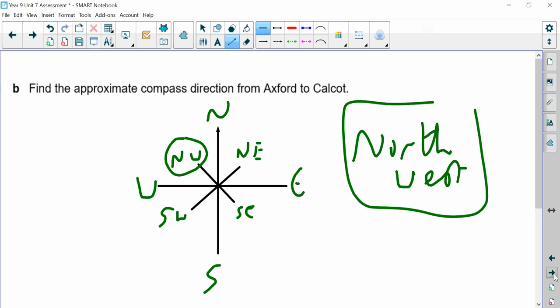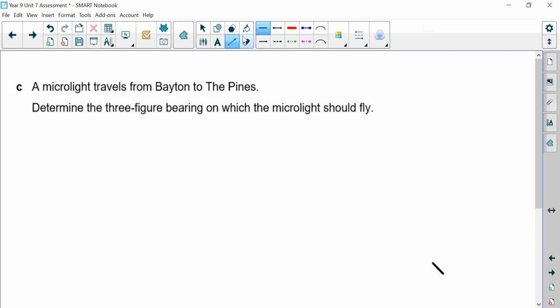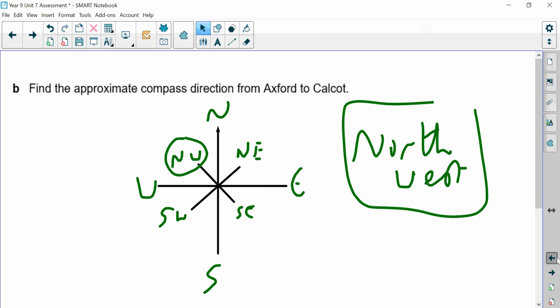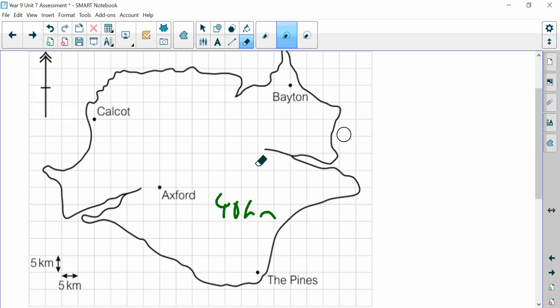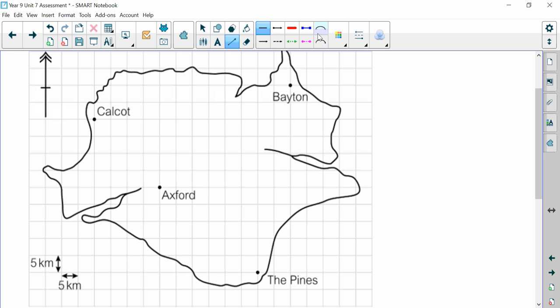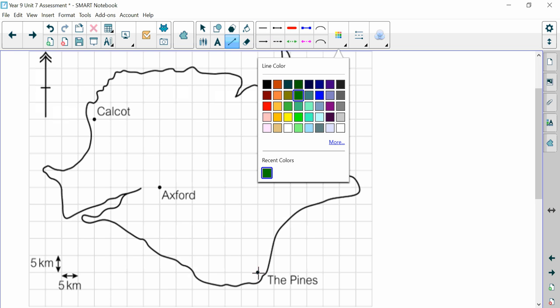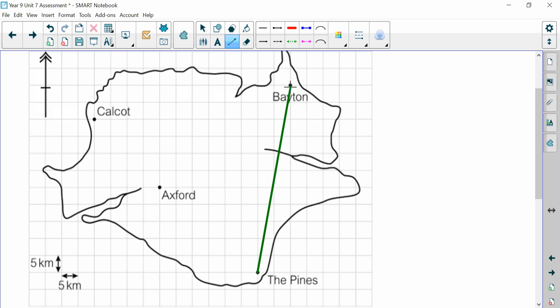It says, a microlight travels from Bayton to the pines. Determine the three-figure bearing on which it should fly. Okay, so for this, we're going to go from Bayton, which is here, to the pines, which is here. I'm going to remove these bits so that it doesn't look too confusing. Okay, so first of all, I need to put my line in, my line of direction. So the pines connects to Bayton like this.